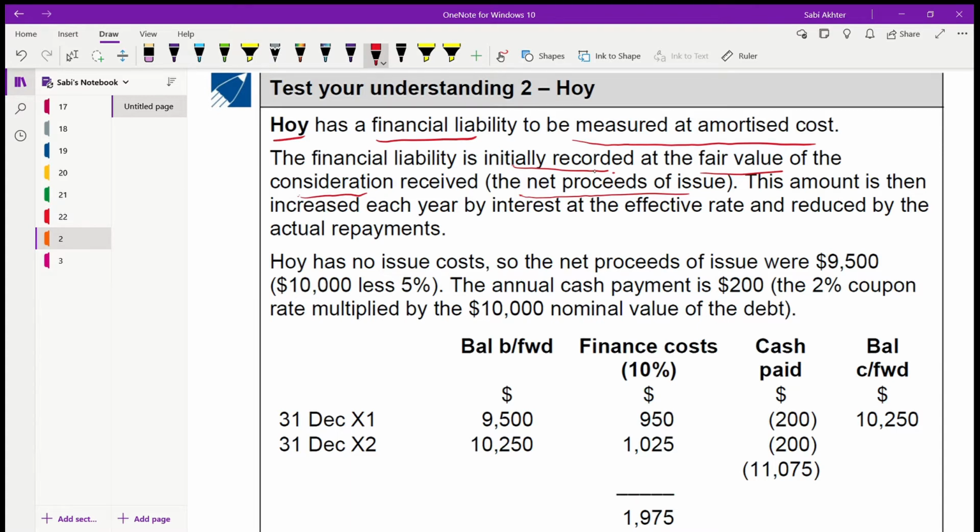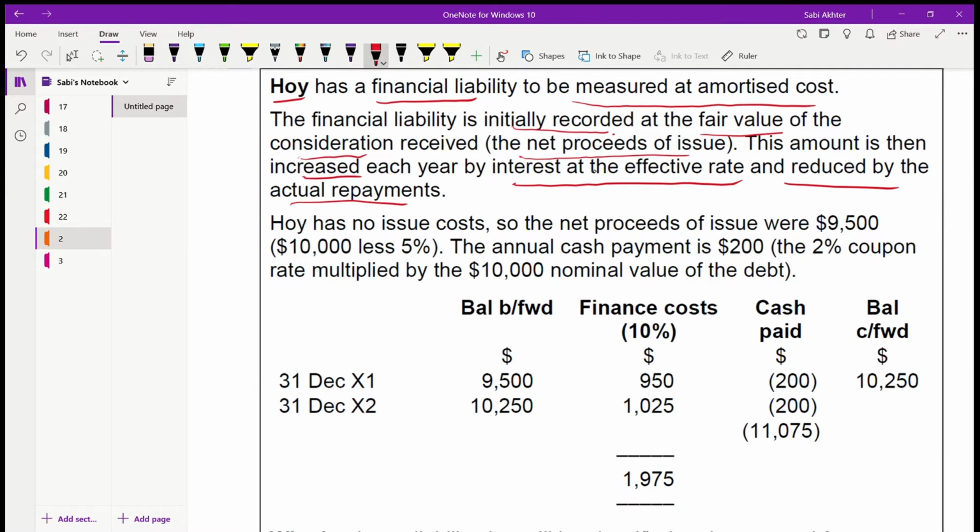So this carrying amount is increased each year by the interest at the effective rate and reduced by the actual repayments. Now HOI has no issue cost, that means nothing to deduct. So the net proceed is 9,500.